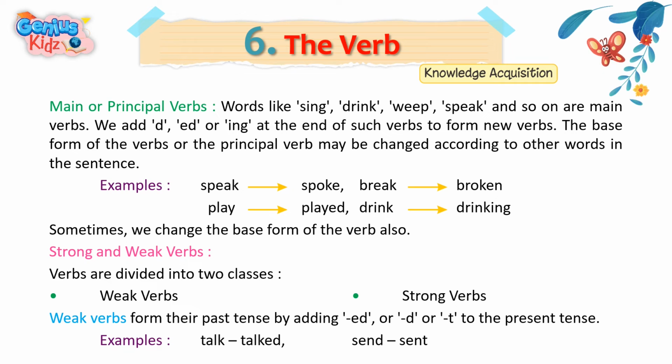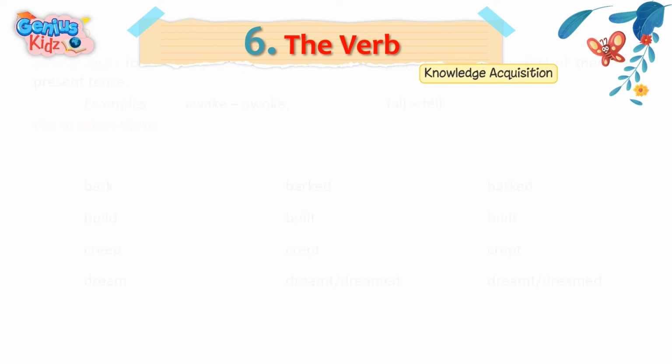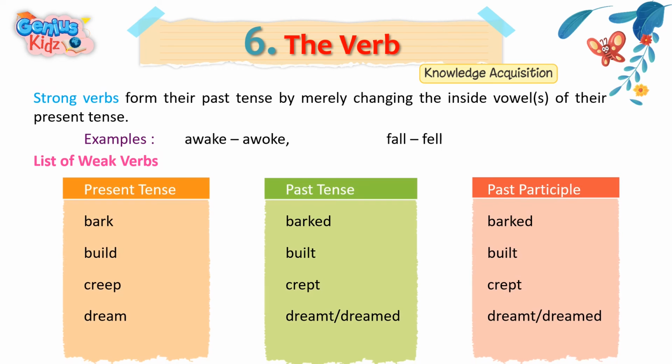Strong and weak verbs. Verbs are divided into two classes: weak verbs and strong verbs. Weak verbs form their past tense by adding ed, d or t to the present tense. Examples: talk, talked, send, sent. Strong verbs form their past tense by merely changing the inside vowels of their present tense. Examples: awake, awoke, fall, fell.